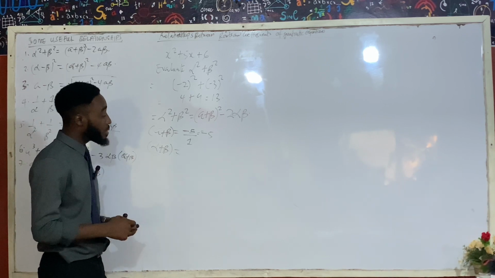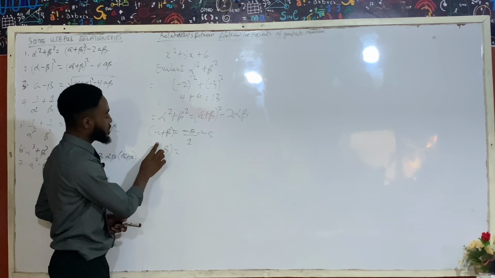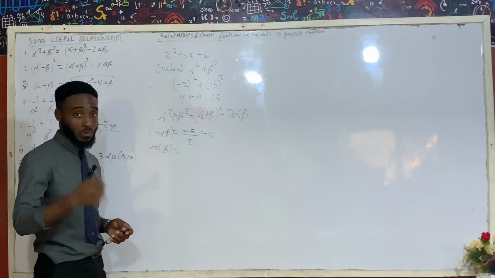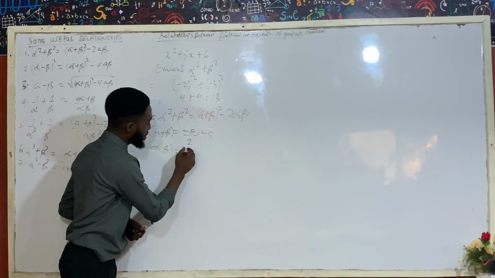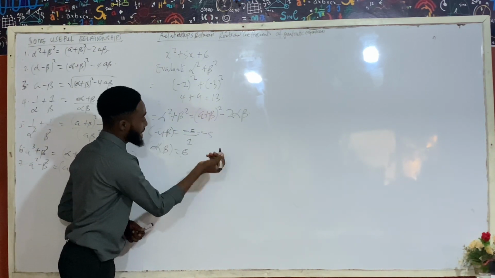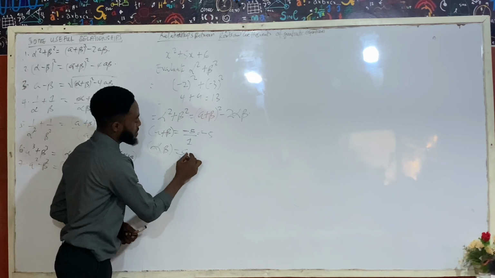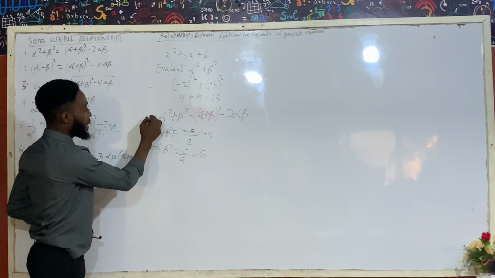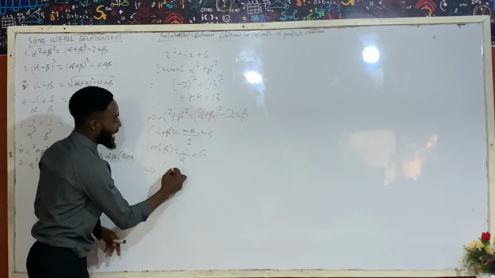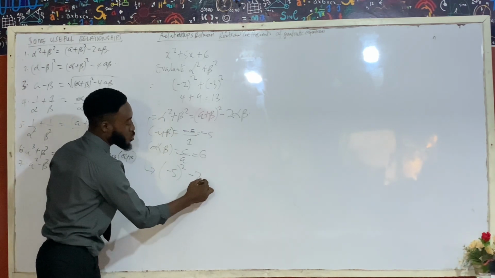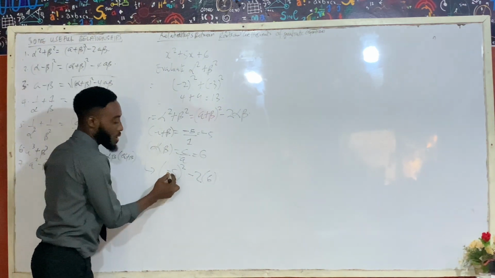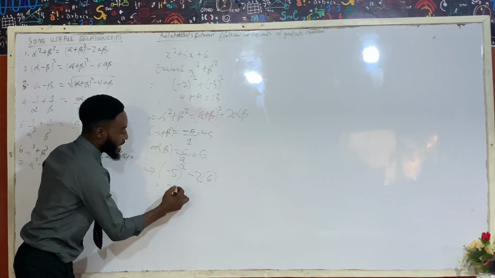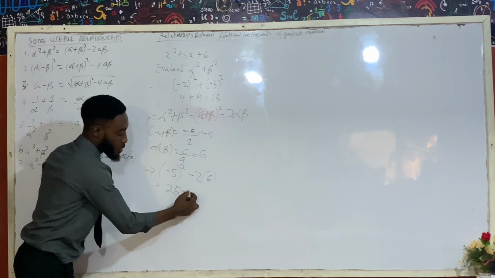Then what would alpha beta be? That would be what? 6, which is c over a. Just 6, c over a. So now, substituting it over here, I would have minus 5 all squared minus 2 times 6. What's minus 5 all squared? 25 minus 12. What do I get?